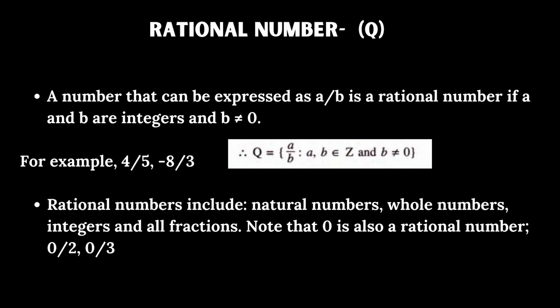Let's take 4 by 5 into condition. So 4 can be the letter A and 5 can be the letter B. Also 5 is not equal to 0. So this is a rational number. Also, you must take note that 0 is also a rational number. This can be asked in fill in the blanks or questions like that. 0 is also a rational number, and that's how it's written: 0 by 2, 0 by 3, even 0 by 1, all that.